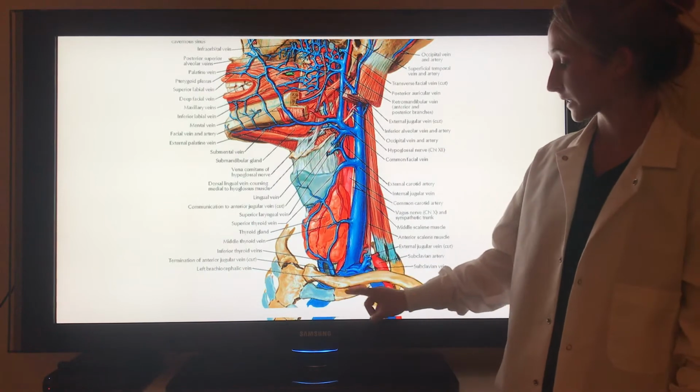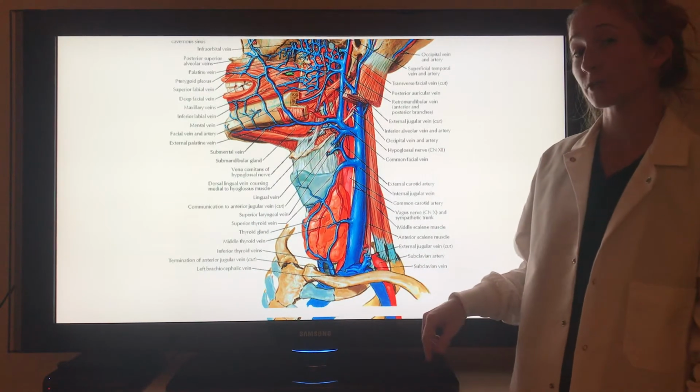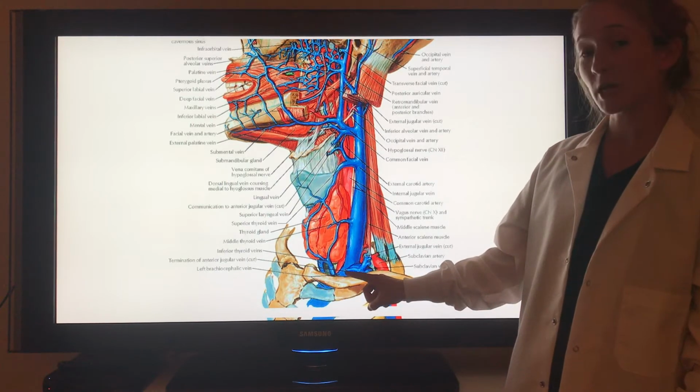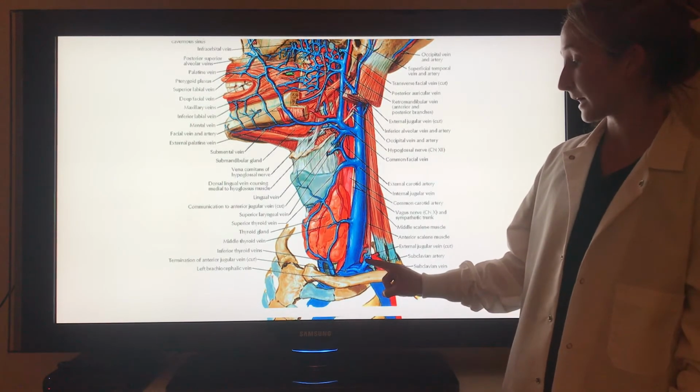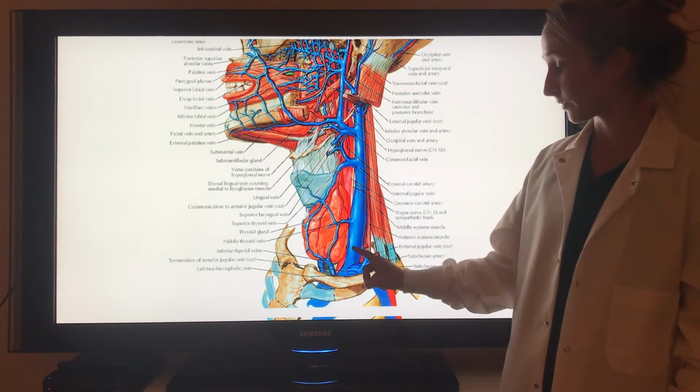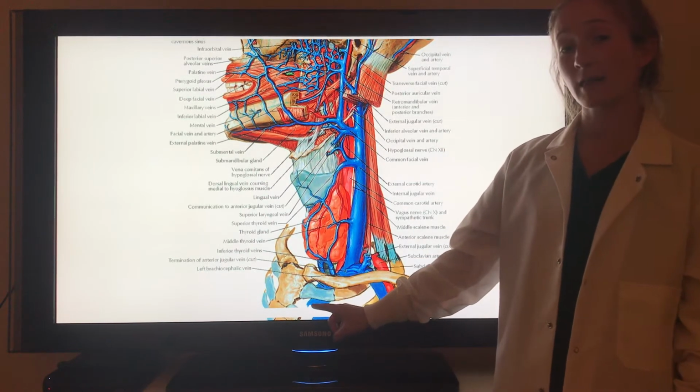Here we see a good depiction of where the anterior and external jugular veins drain into the subclavian vein. Here's where the anterior jugular vein was cut, and here was where the external jugular vein was cut. The subclavian vein and the internal jugular vein drain into the brachiocephalic vein.